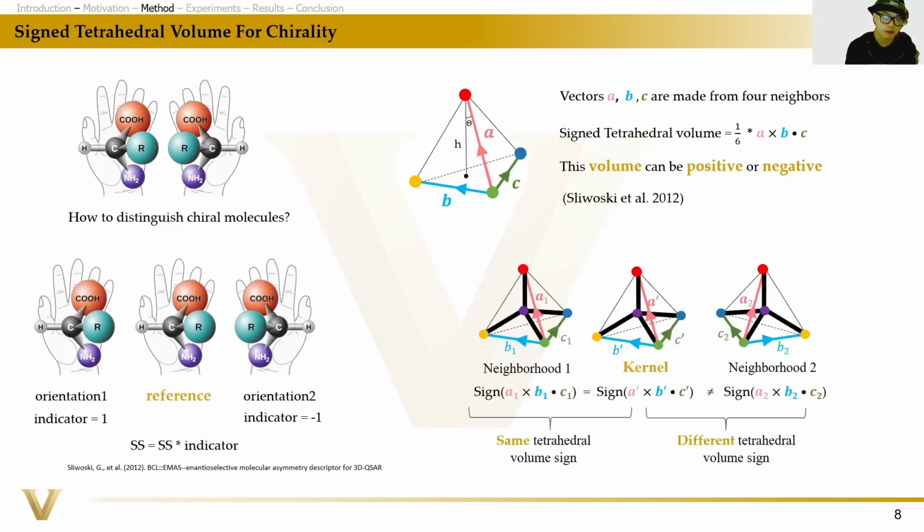And we can then compare the sign of this neighborhood to the kernel. If the sign is the same as the kernel, then it is of the same orientation. Otherwise, it is of a different orientation. This way, we can distinguish the chiral molecule.